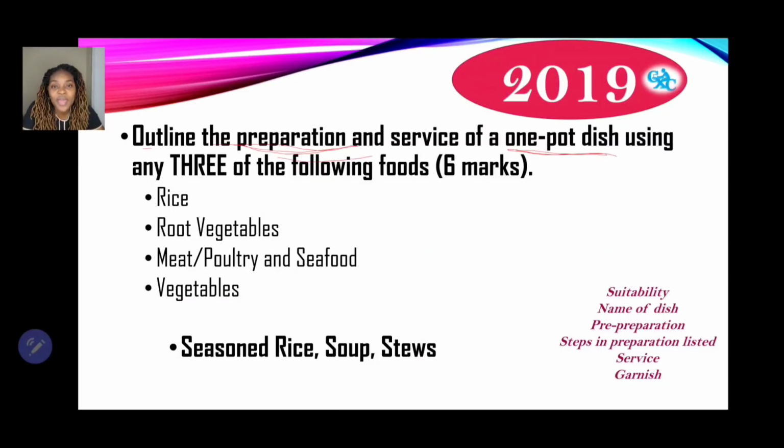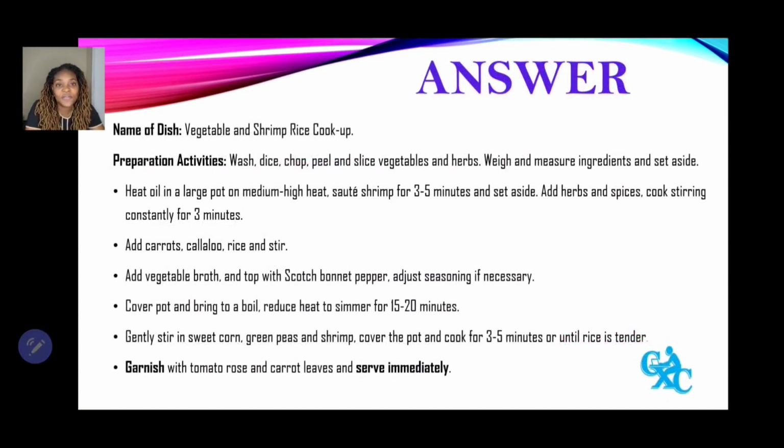And also ensure that you outline the steps in the preparation process, as well as how you garnish and serve. All right, now let us look at this sample answer that I have here for you, right? So the name of the dish that I have selected is what? Vegetable and shrimp rice cook-up.